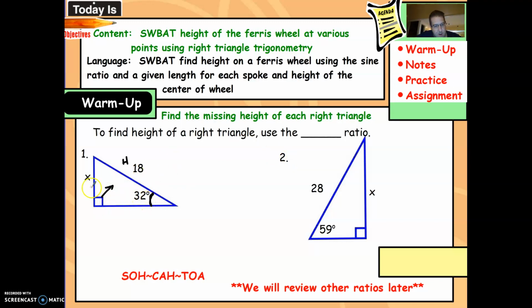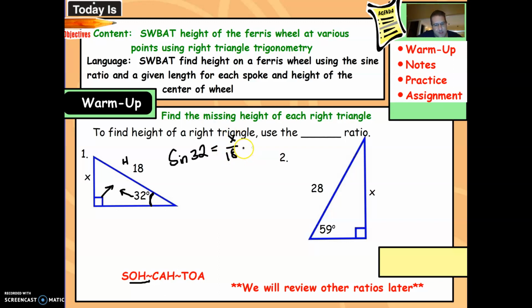And I want to know the opposite side. I want to know the side that is across from the angle that I know. Adjacent would be next to, so this would have been the adjacent side. Since I want to find the opposite side and I know the hypotenuse side, the trig function I'm going to use is sine. So I'm going to do sine of 32 is equal to opposite over hypotenuse.